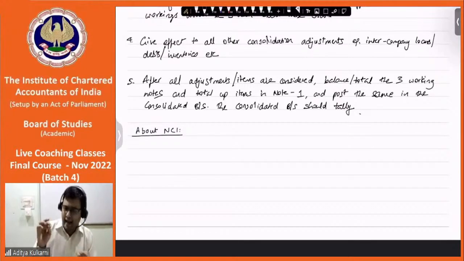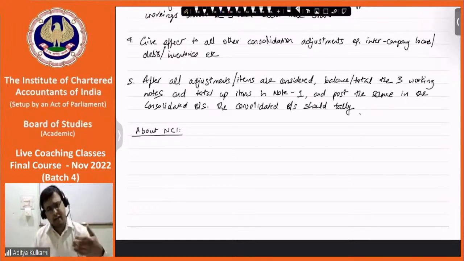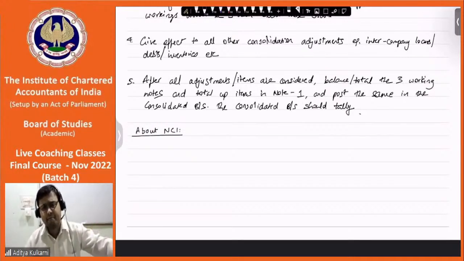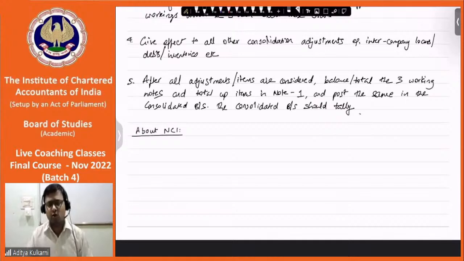And that is why, can I call NCI my creditor in the truest sense? Answer is no. He is your equal stakeholder. He is exposed to the same variable returns the way you are as the parent. The only difference is you have control, he doesn't have control. That does not make him any less an investor than you are. He is also an investor as you are. He is your co-investor, and therefore from a consolidated balance sheet perspective, NCI cannot be a creditor. NCI will go as a part of equity.